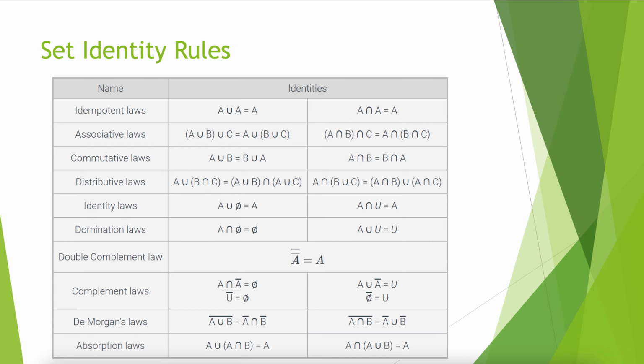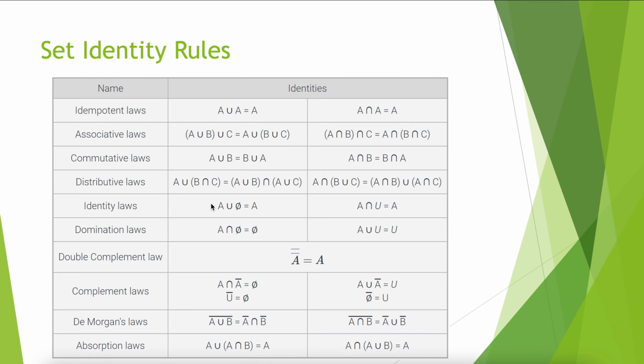Now if you have distribution, look at the parentheses, that's where everything is going to happen. A union (B intersection C) is equal to (A union B) intersected with (A union C). Same exact idea on the intersection side, you're going to change the signs. So you have A intersection (B union C), which equals (A intersection B) union (A intersection C).